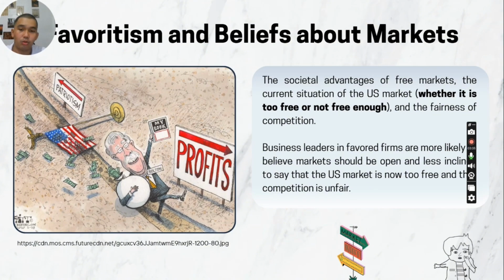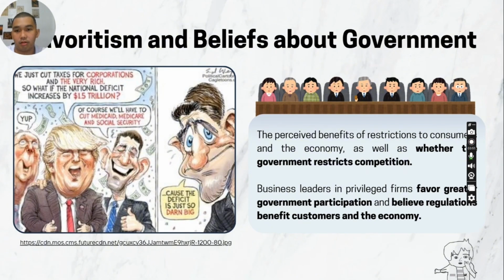That leads to a culture of rent seeking, and also monopolized companies, where there is no competition at all. And second is favoritist beliefs about governments and the perceived benefits of restriction in the consumer economy as well. Whether the government restricts competition, business leaders in privileged firms favor greater government participation and believe regulations benefit customers, the consumers in the economy. It indicates that the privileged more strongly believe government should favor specific businesses and industries.